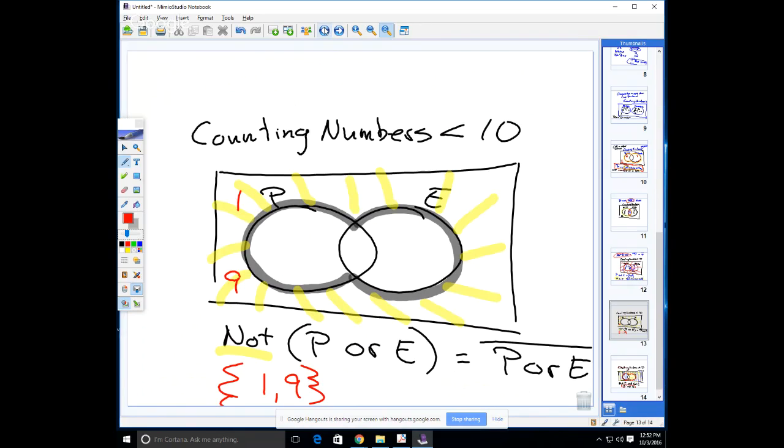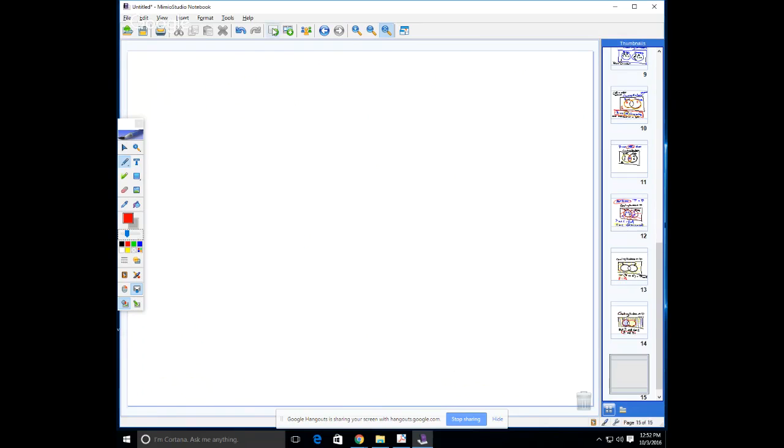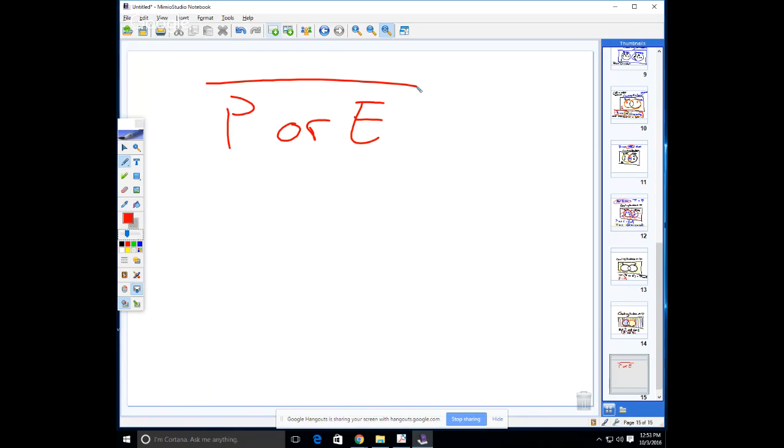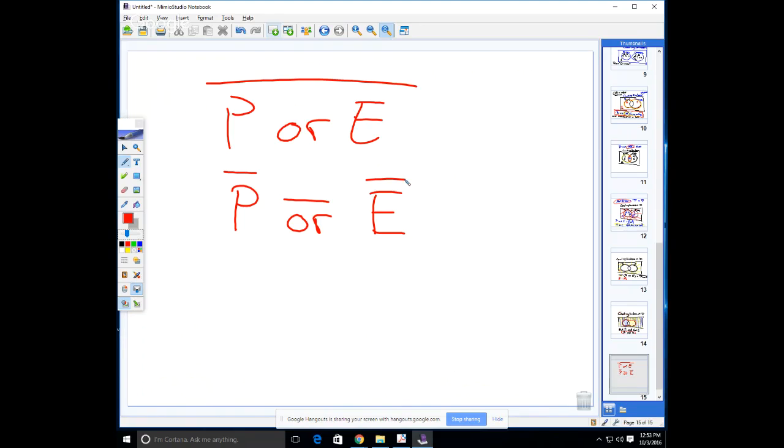Let's see if that makes sense. A new screen here. So P or E with the bar over it basically means I want everything that's not in P. Now, I also want to be not or. What's the opposite of or? And I want not E, so yeah, that's the same thing as not P and not E. That's kind of a cool little trick. There's different ways to make the same thing happen.